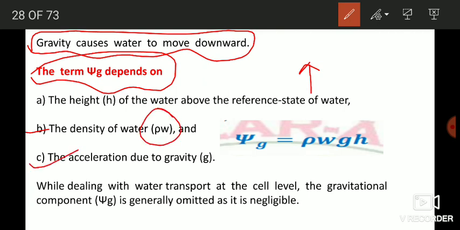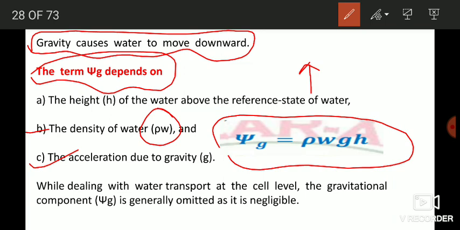And the third one is the acceleration due to gravity. By including all those factors, you can calculate the value of psi g, which equals rho w, g and h. That means rho w is the density of water, g is the acceleration due to gravity, you know its value, and h is the height of the water column for which you are calculating the gravity potential.